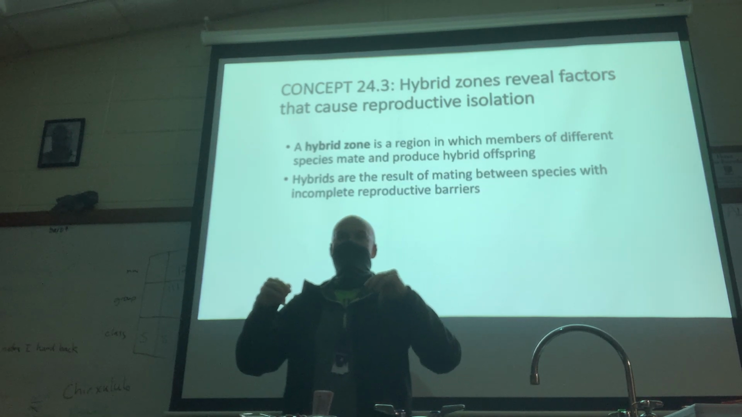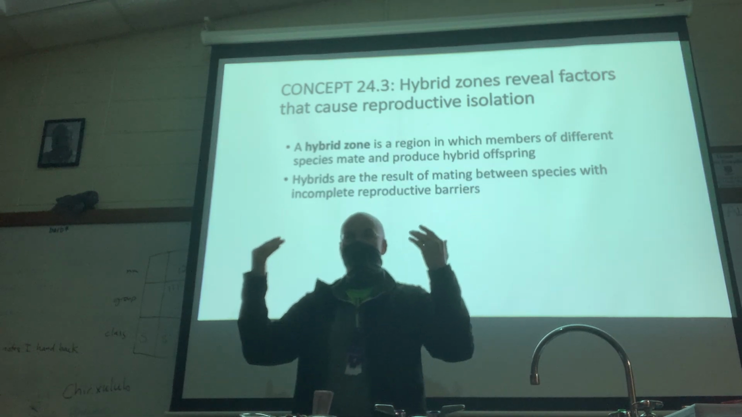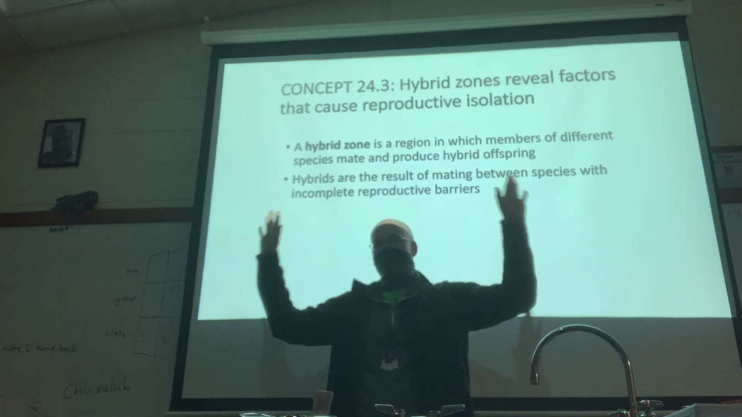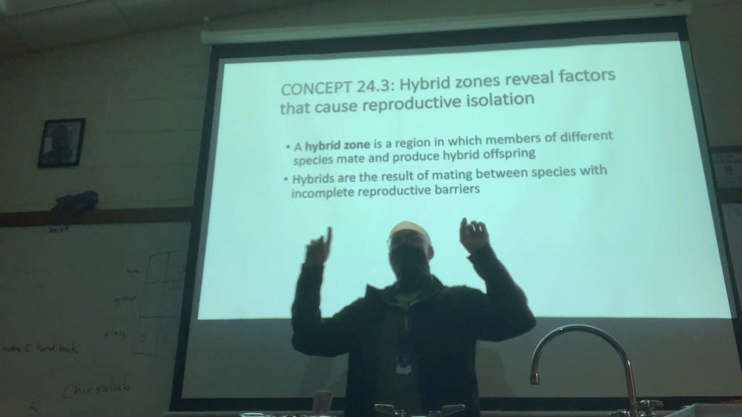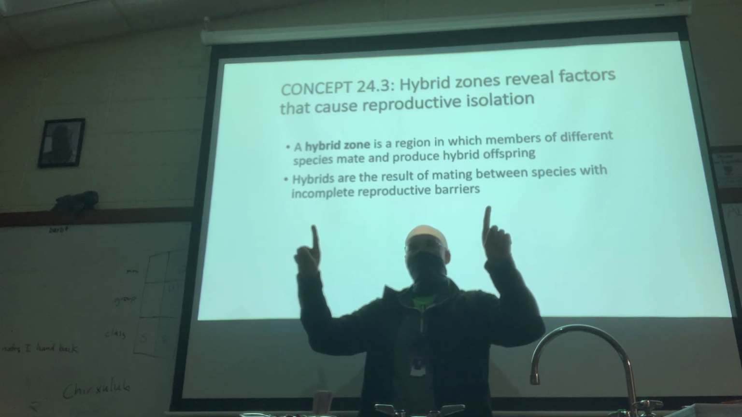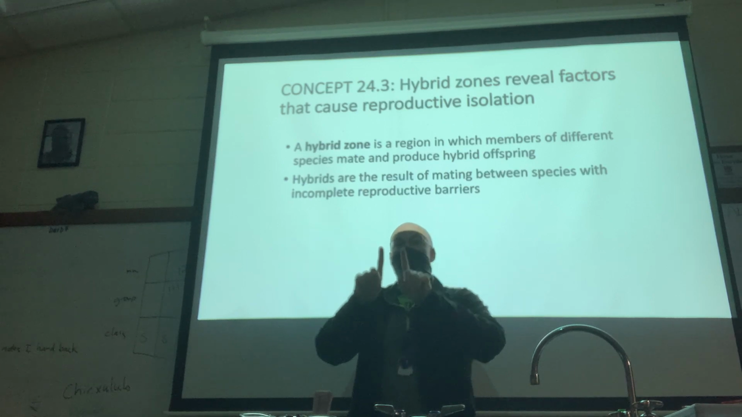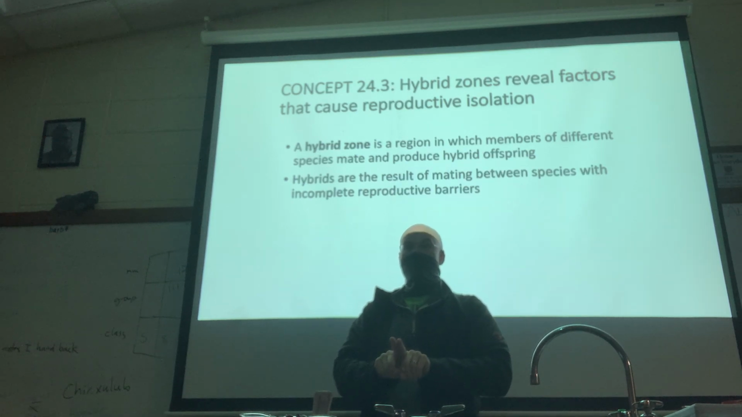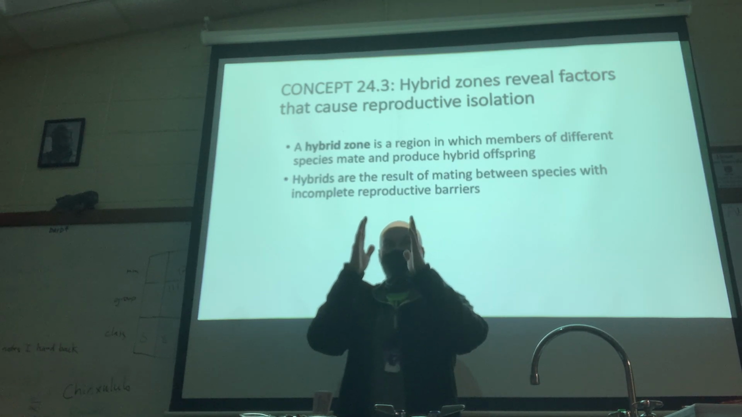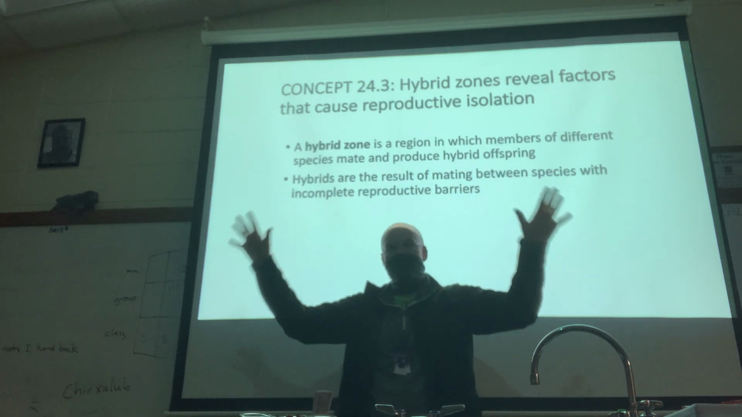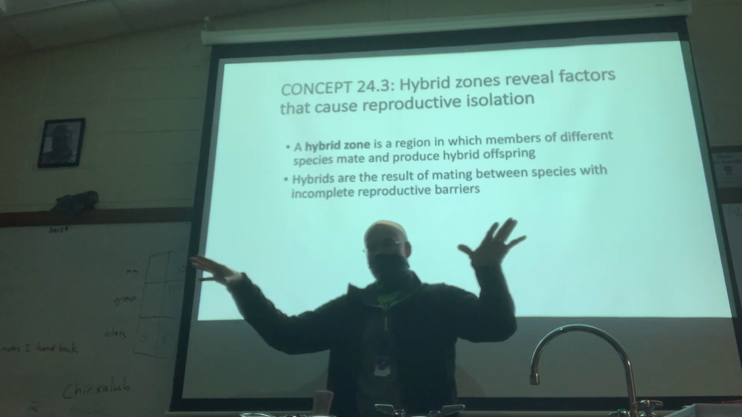So sometimes you can get two birds that are very similar. I mean, we're not talking about separate species even, but two very similar birds that you can see a difference between, and then they will produce offspring in a region in the middle of their two ranges.